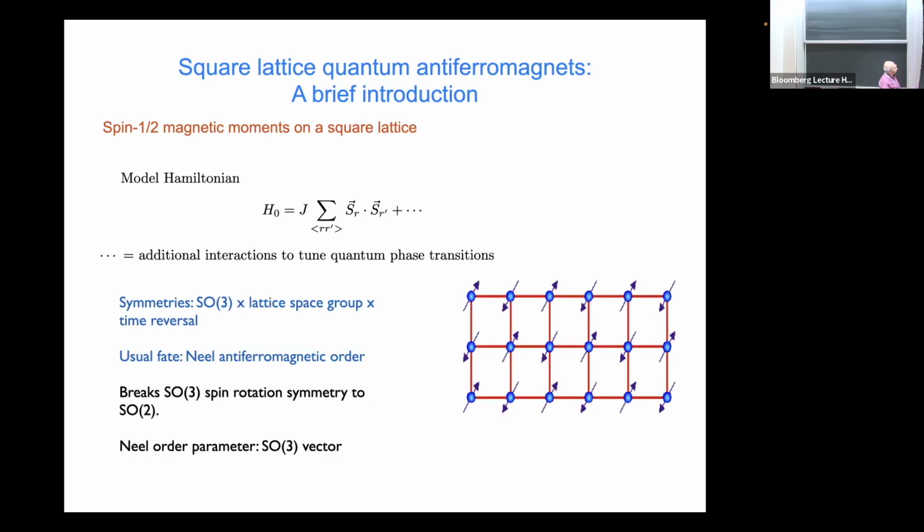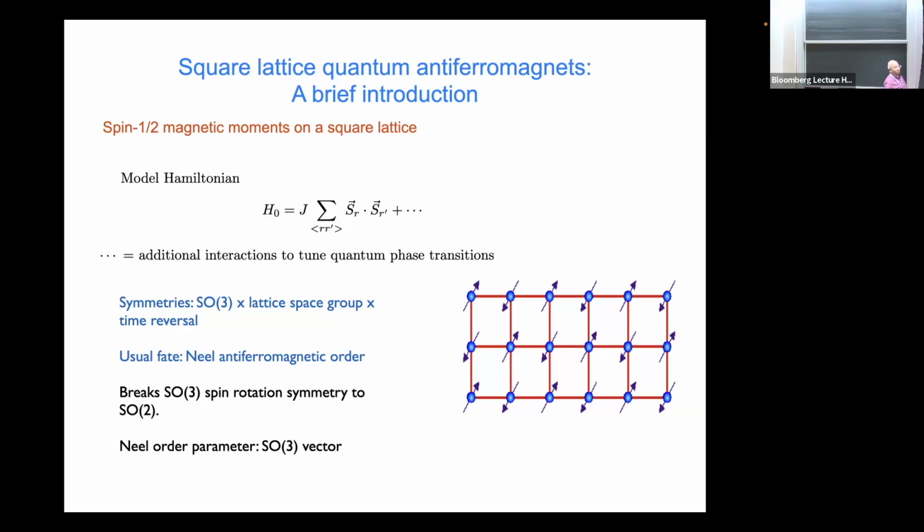And we imagine there's some Hamiltonian which has short-range interactions. The simplest thing you can imagine is just nearest neighbor S·S interactions. I'll allow myself to add other terms which are short-ranged and consistent with all the symmetries I'm going to impose. So I won't really need to specify the Hamiltonian in great detail, but it's the structure of the Hamiltonian that is important. The symmetries that I'll impose are SO(3) spin rotation, the lattice space group, and time reversal.